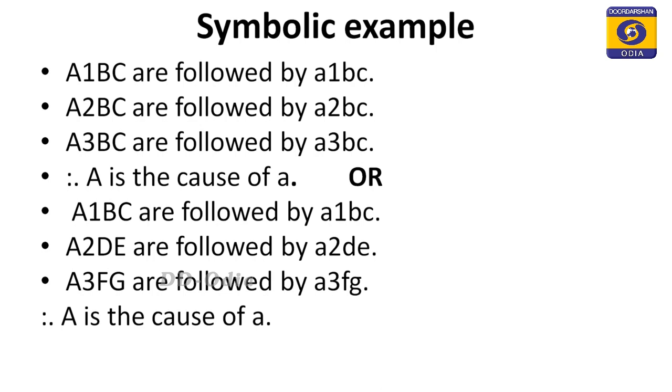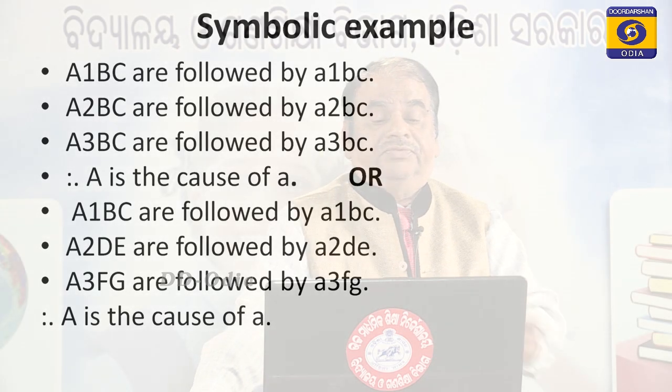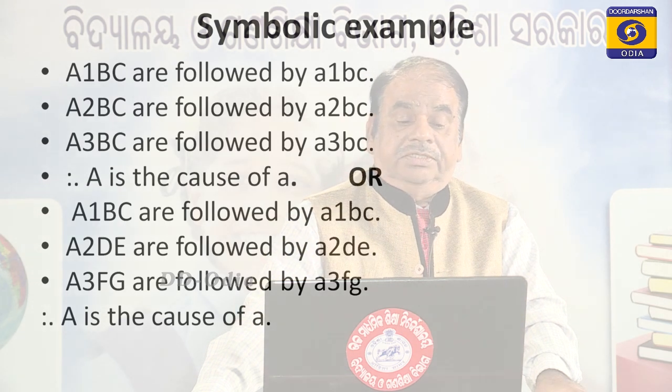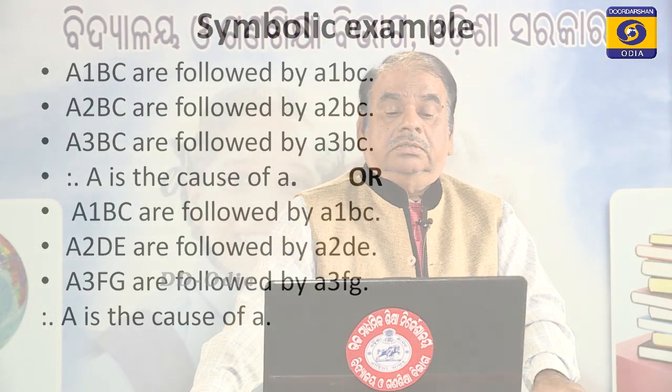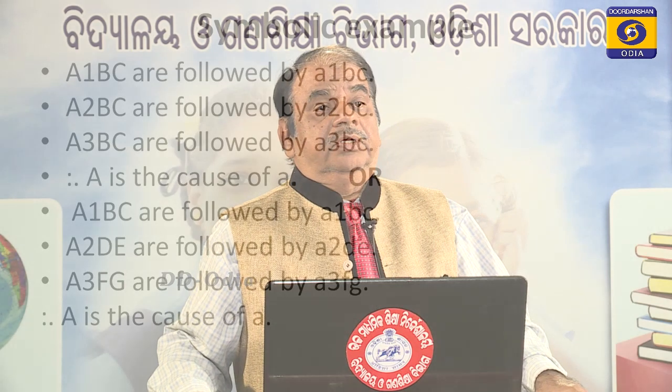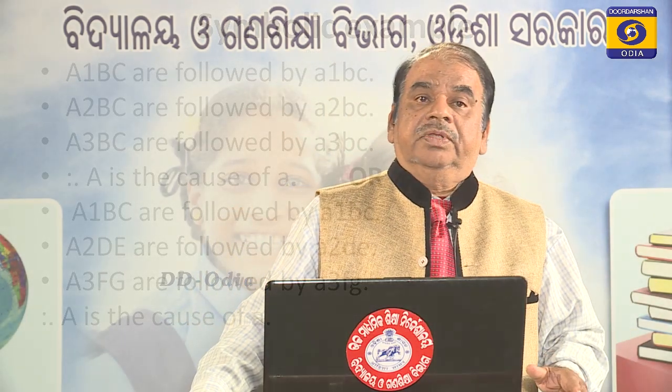or the same alternative examples can be used here: A1 BC followed by a1 bc, A2 DE followed by a2 de, A3 FG followed by a3 fg, therefore, A is the cause of a. So, in this manner we can make use of the symbolic example for understanding this method.